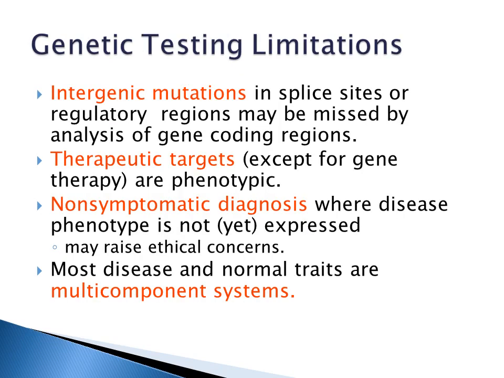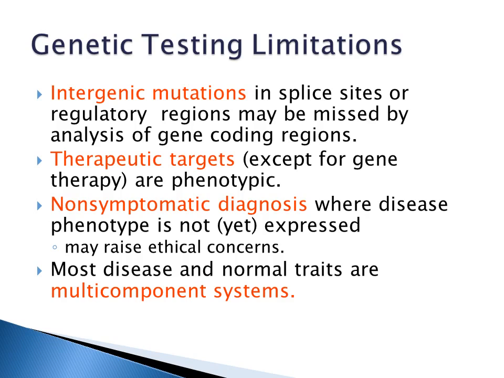Genetic testing has limitations due to intergenic mutations in splice sites or regulatory regions that can be missed by analysis of gene coding regions. Also, therapeutic targets are phenotypic except for gene therapy. You can have non-symptomatic diagnosis where the disease phenotype is not yet expressed, and diagnosing these raises ethical concerns such as in Huntington's disease, where do you really want to know if you have the disease or not? You don't have any symptoms and there is no cure.